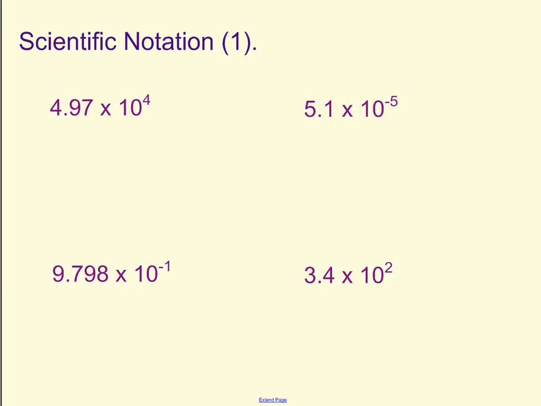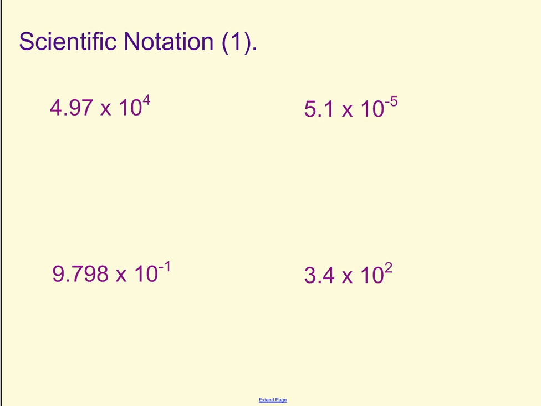Scientific notation is pretty great. It allows people to abbreviate a number that has a lot of digits in it. So we just need to understand how to read scientific notation, how it works. These four numbers you see are all in scientific notation. We are going to go ahead and rewrite these into standard form, just into a regular looking number.